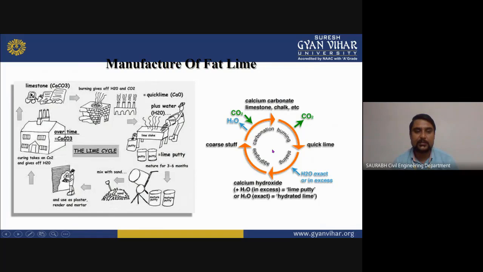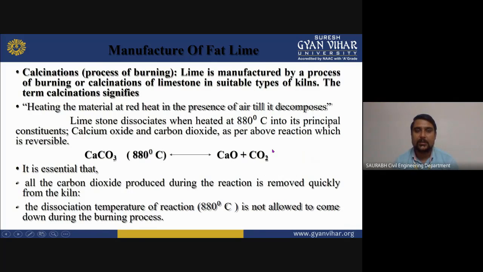Now you can see this is the making process of a lime cycle. This is also a cycle of preparation of a fat lime. Now we will see calcination, which is the process of burning. Lime is manufactured by the process of burning or calcination of limestone in a suitable type of kiln. The term calcination signifies heating the material at red heat in the presence of air till it decomposes.